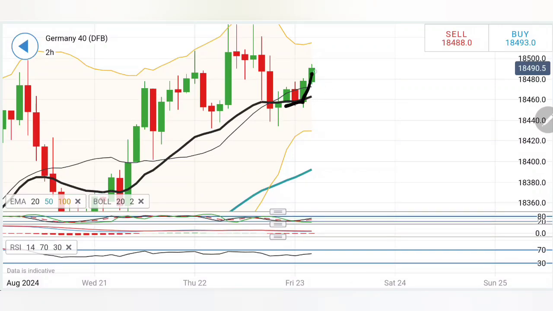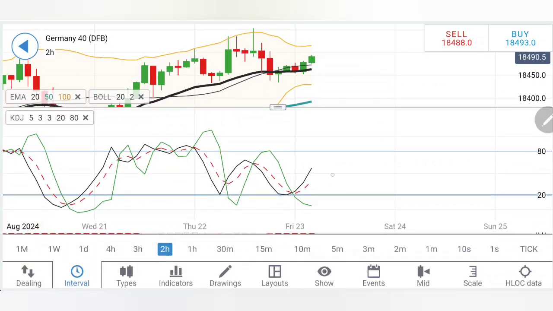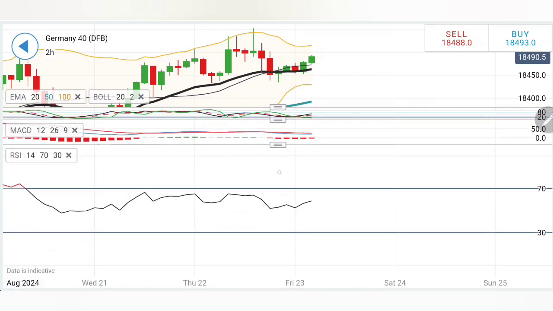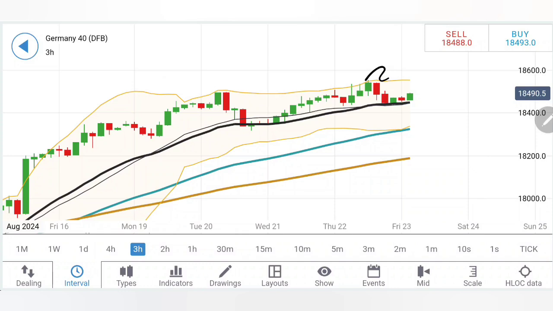And now with this as support, you can see this is a second greener candle. We can expect it to rise a bit more towards 18500, 18520 levels. Stochastic rising, MACD bearish, RSI rising, signs of bullishness. On the 3-hour chart, similar observation after the drop, taking the support, the rise is a bit gradual.